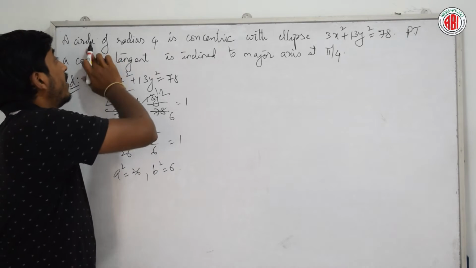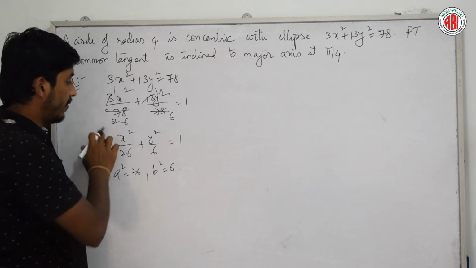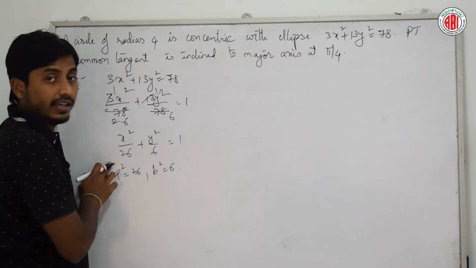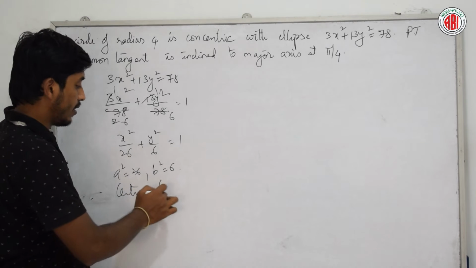So he also gave that a circle with a radius 4. And one more thing, first thing, tell me what is the center here? Obviously the center here is the origin.